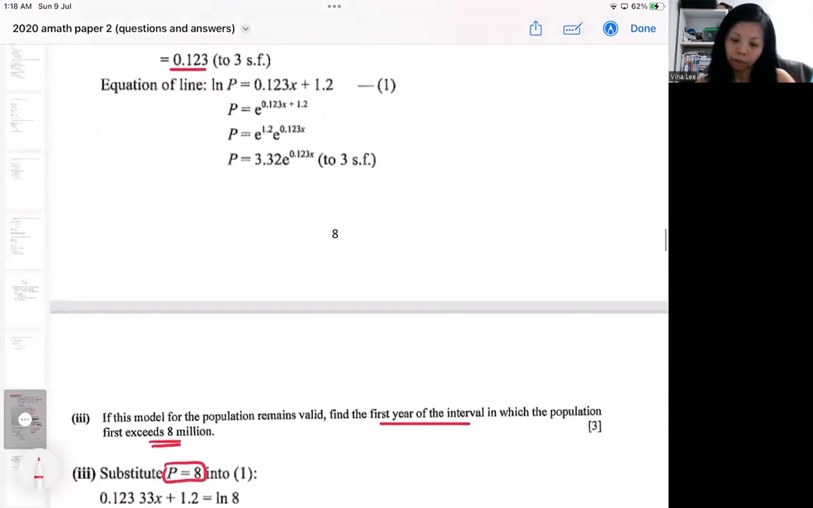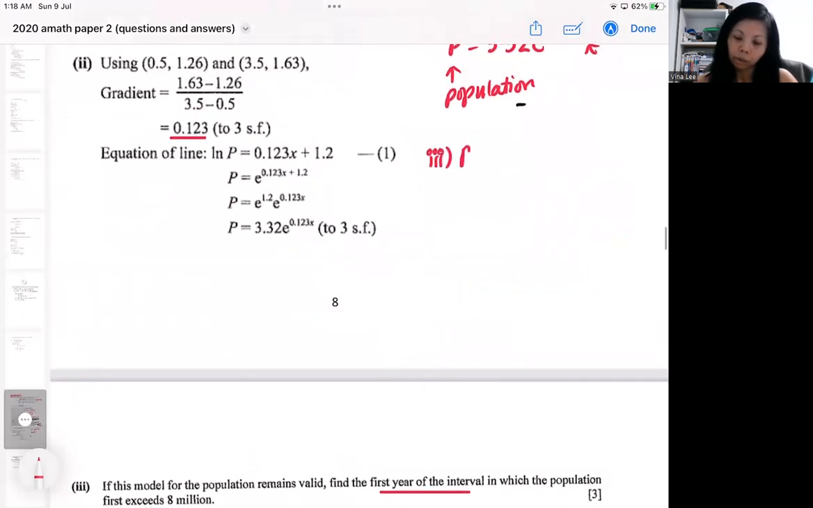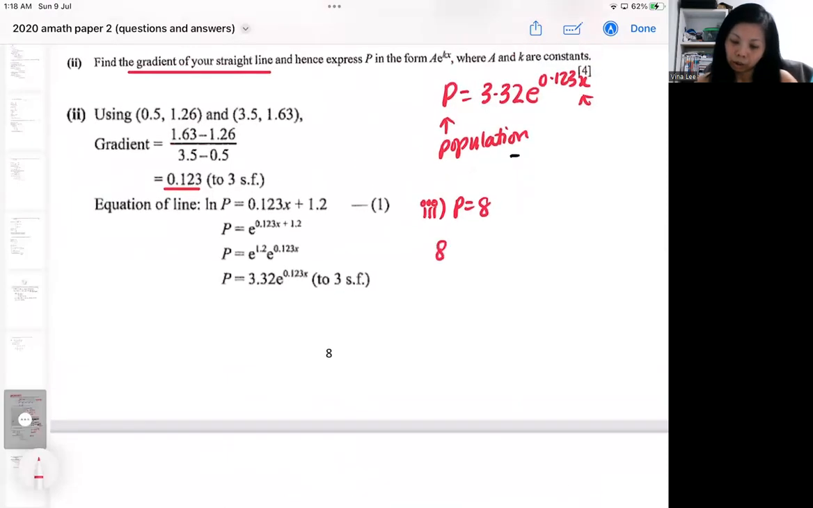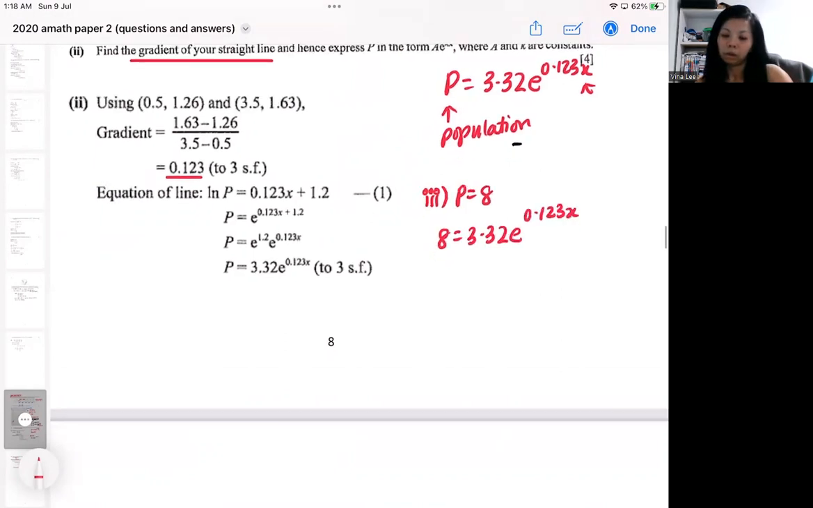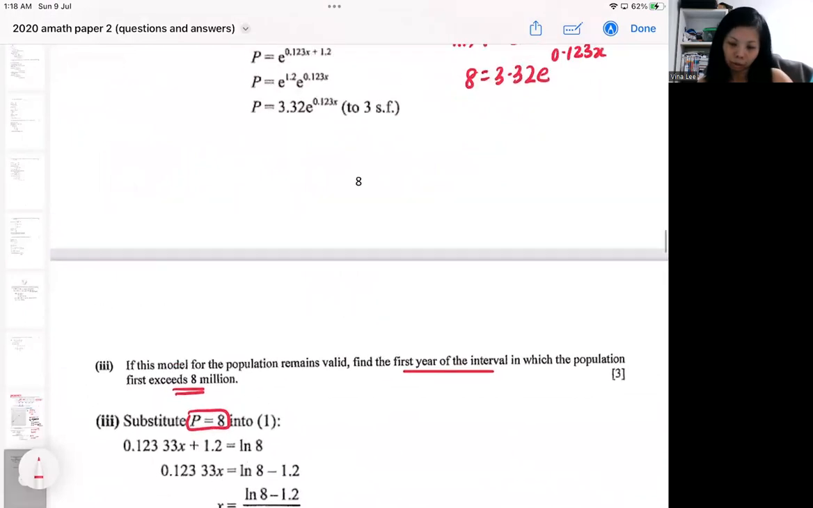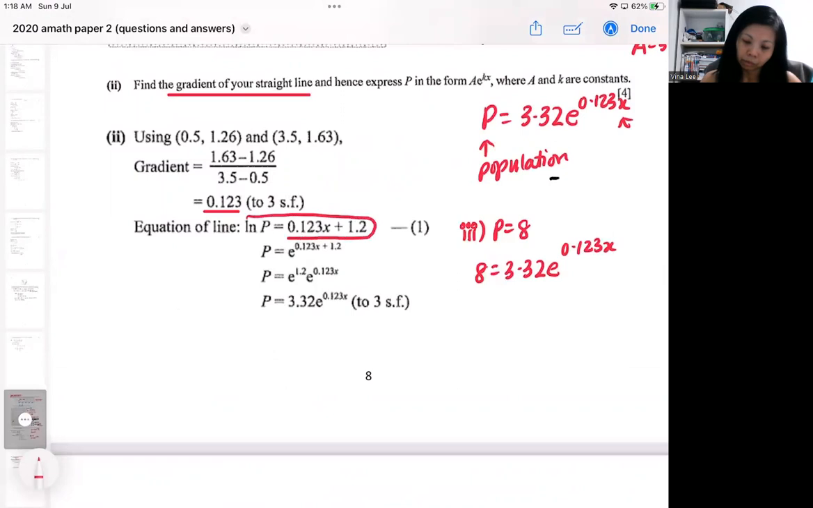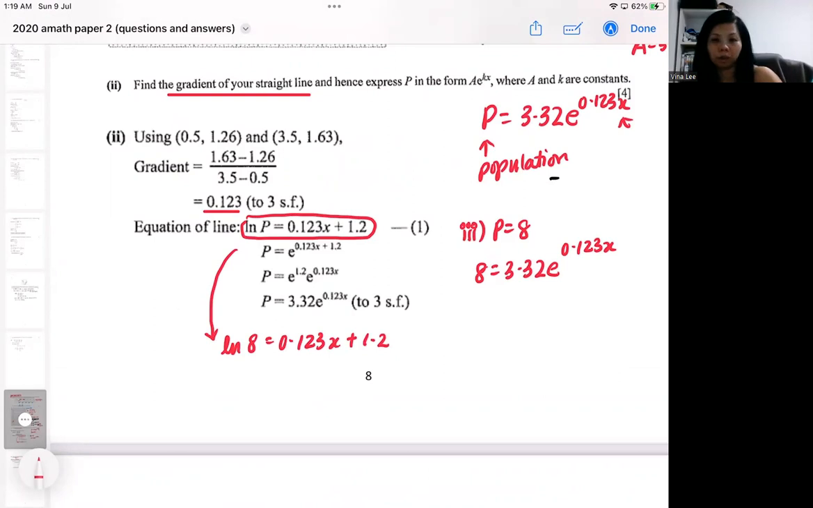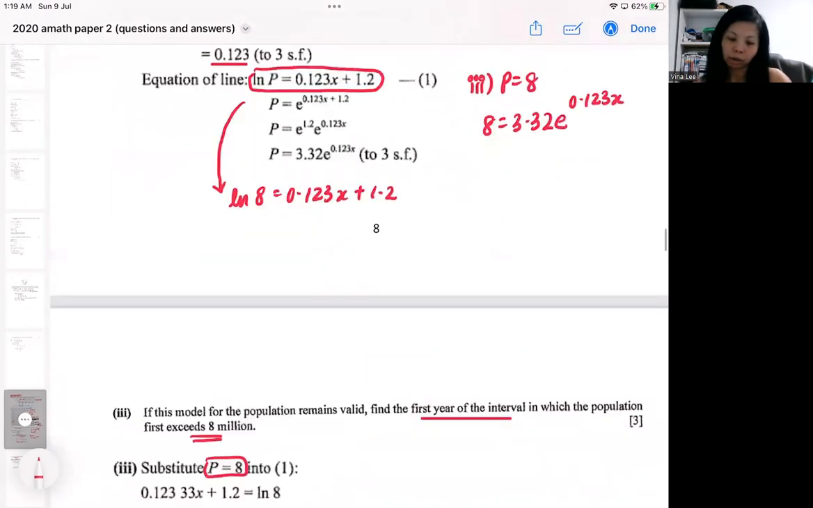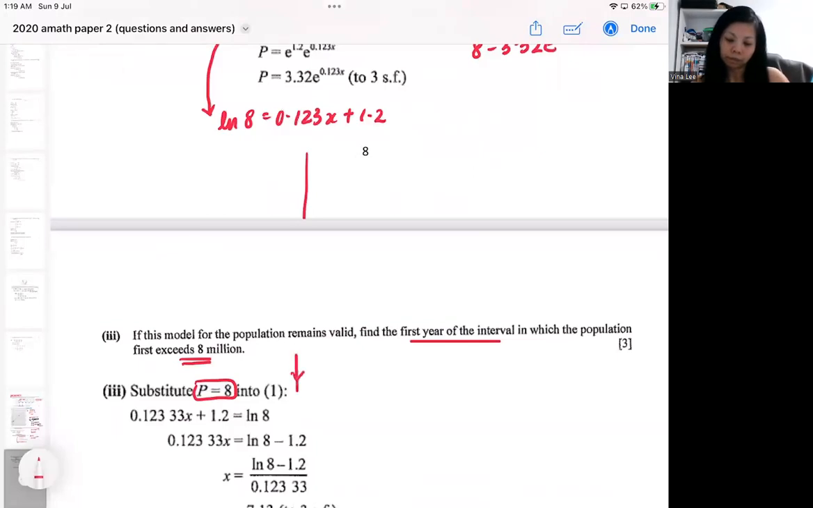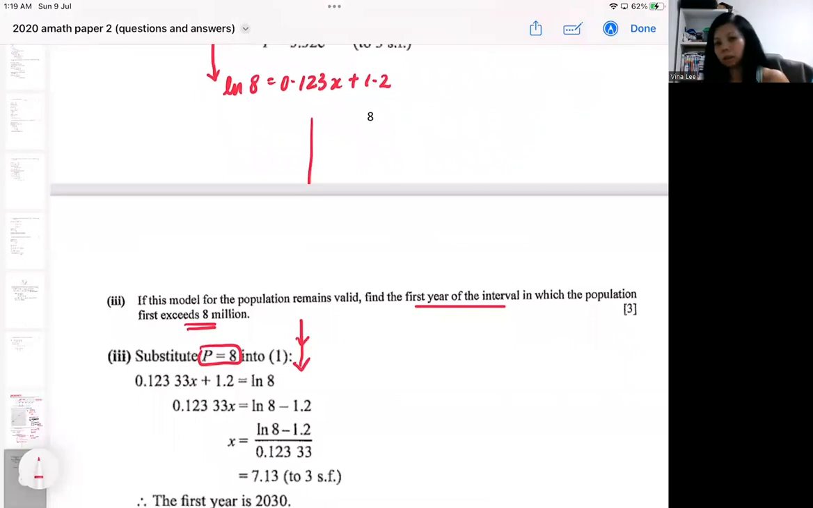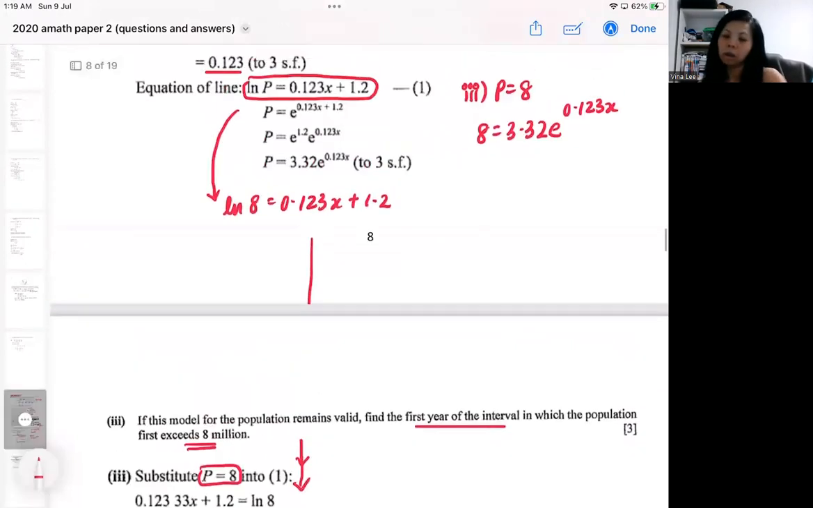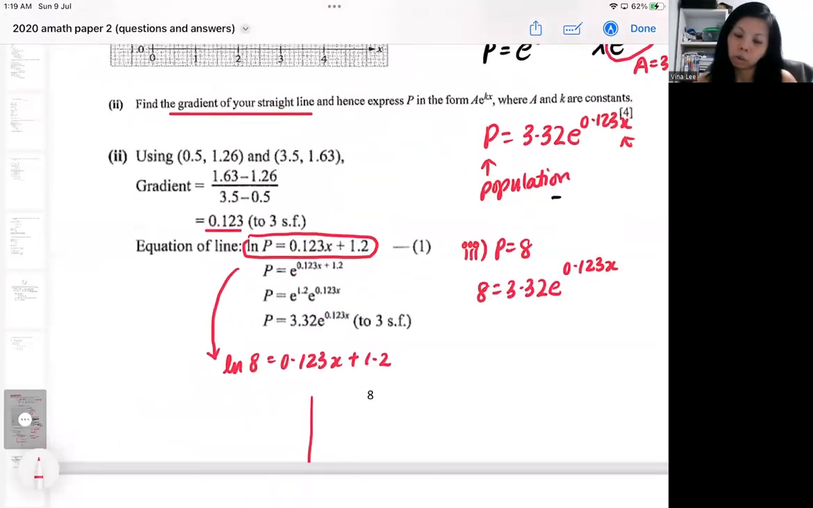I'm going to do my part 3 here. I can put P equal to 8 into the equation, or you can use the answer key, which puts it back into the mx plus c equation. So you can put ln 8 equal to 0.123x plus 1.2, whichever you feel is easier for finding x. If you find this easier, you can go ahead, but if you prefer to put it into this format, it is also workable.